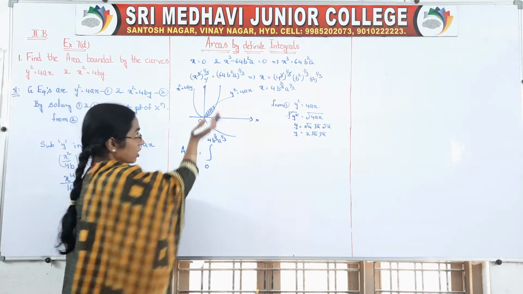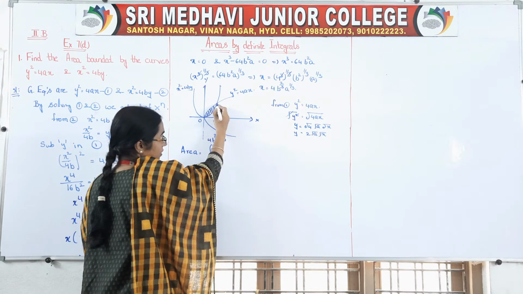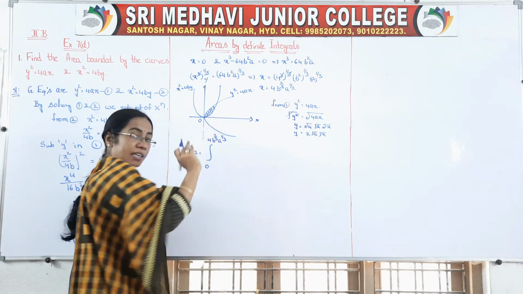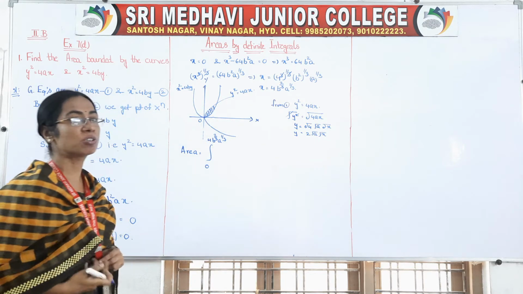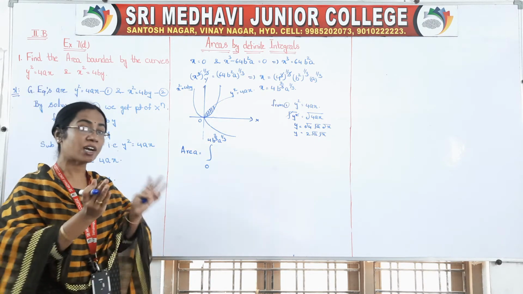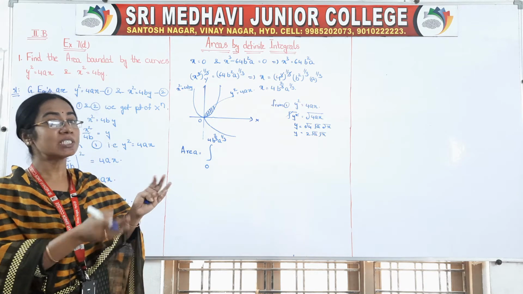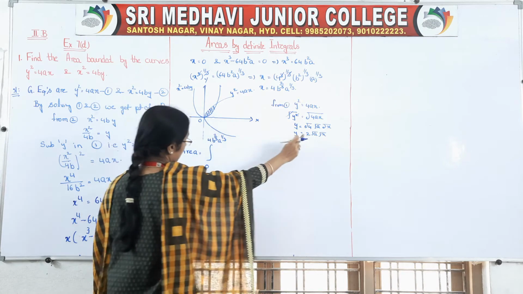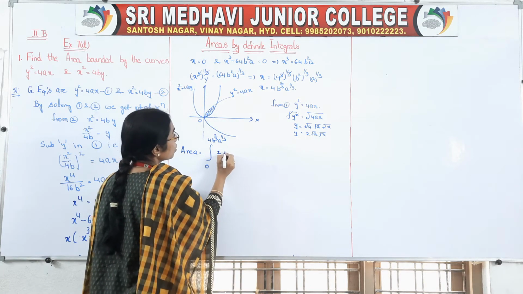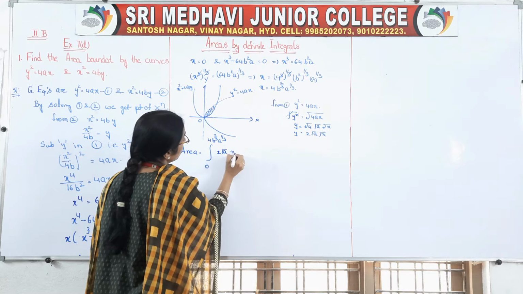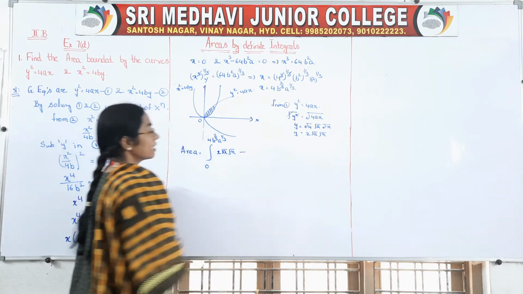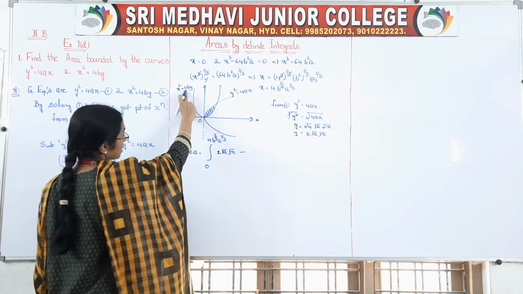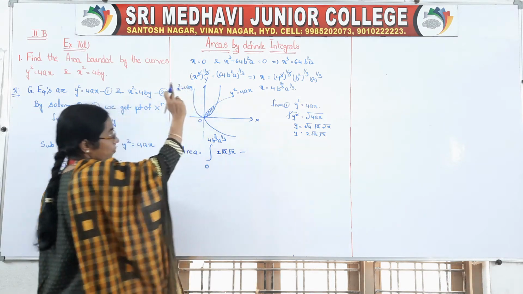First upward curve, this curve is upward, and this curve is downwards. In that area only you have to see, right? In our required area, which comes upwards, which comes downwards. So that is nothing but 2 root a root x minus the next curve. What is the next curve? The next curve is x square is equal to 4by.